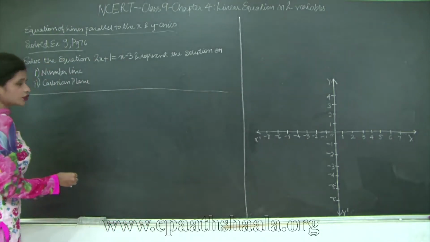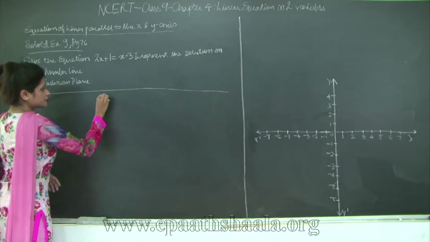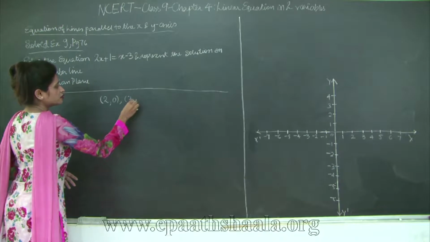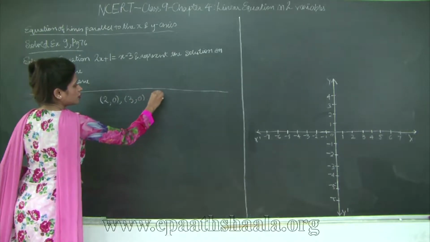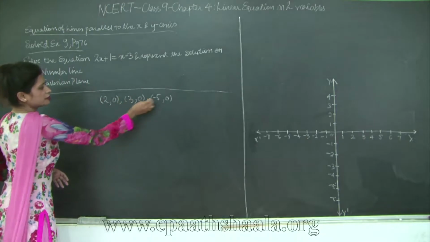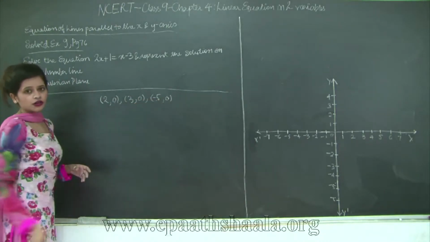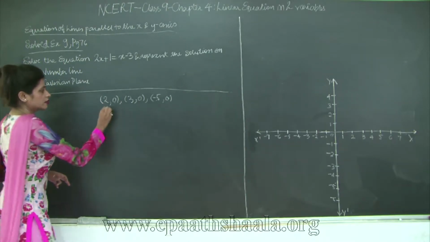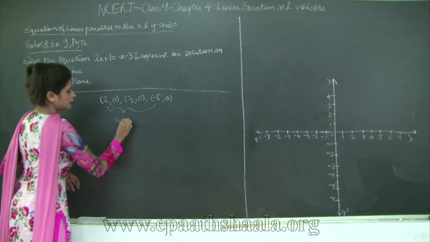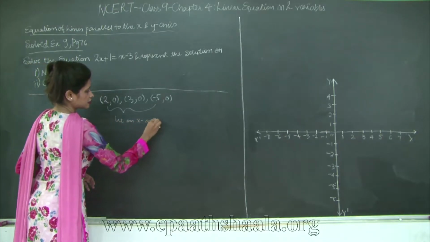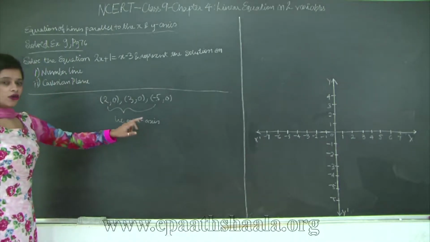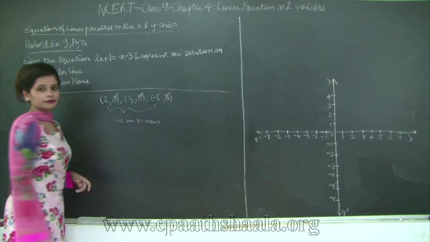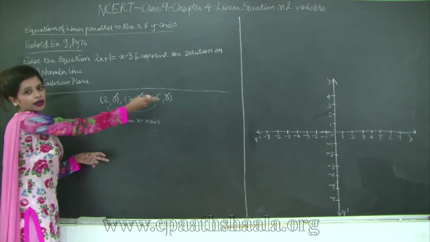To start with, if you have any real number, let's say in the form of coordinates, 2, 0, 3, 0, minus 5, 0. So 2, 3, minus 5 are all real numbers, and 0 is also a real number. Now have you ever noticed where these points lie? They all lie on the x axis, and for any point on the x axis, the y coordinate is 0, which you can see from here, right? So these points lie on the x axis and the y coordinate is 0.